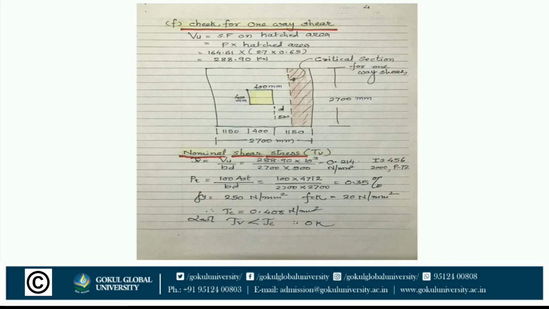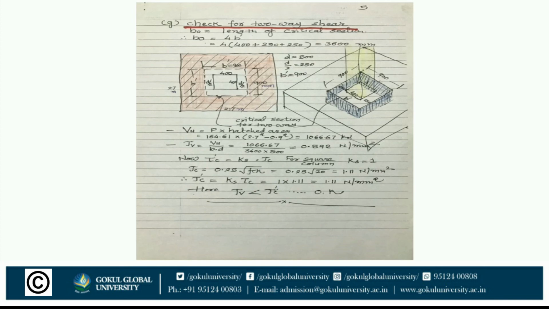Now check for two-way shear. The critical section for two-way shear is taken at distance 0.5 d from the face of the column. So here b0, that is length of critical section, will be 4b dash, and b dash will be 400 plus 250 plus 250, into 4, which is equal to 3600 mm.